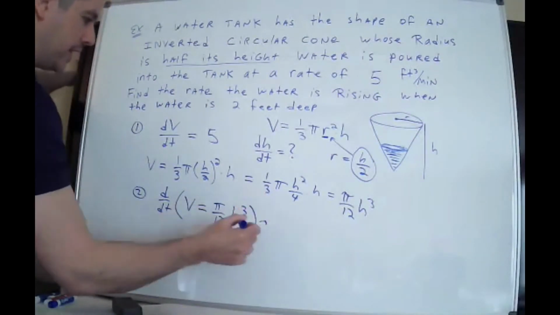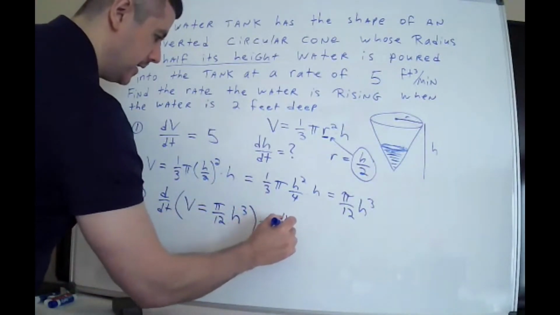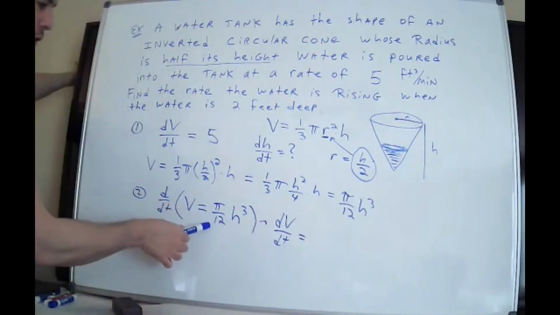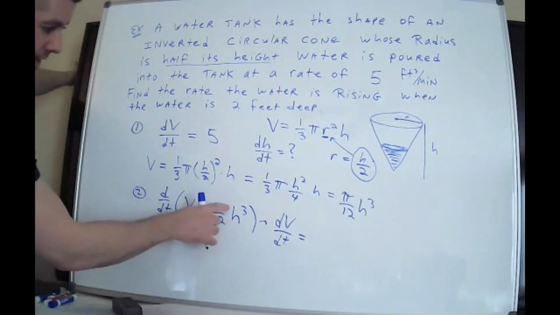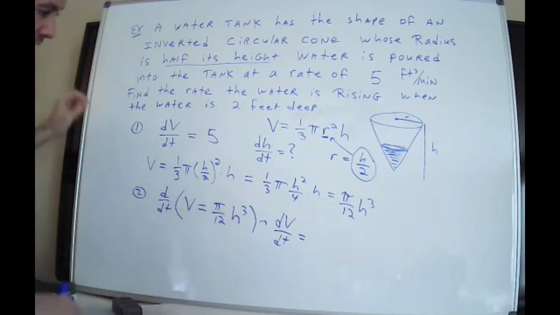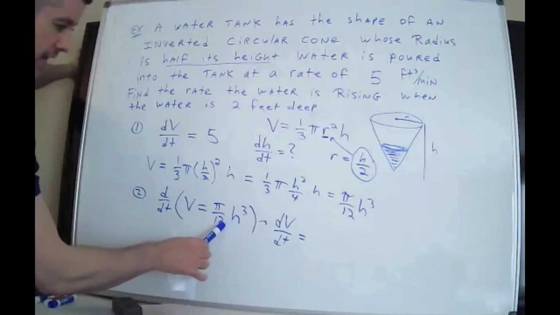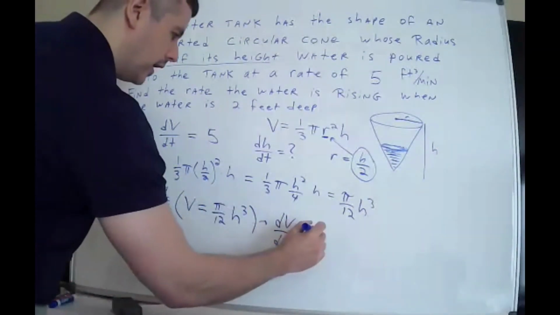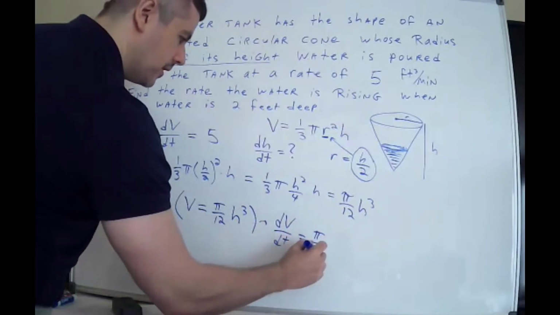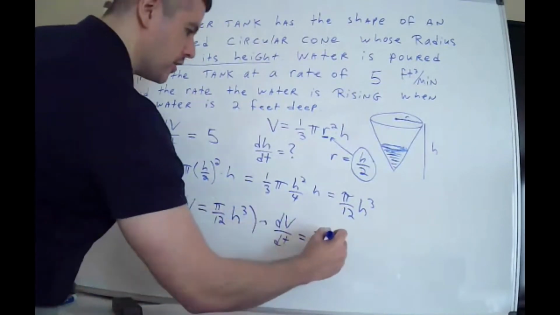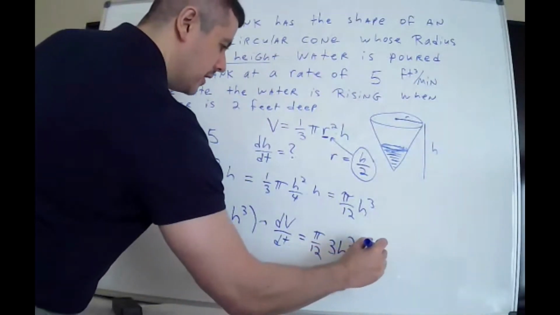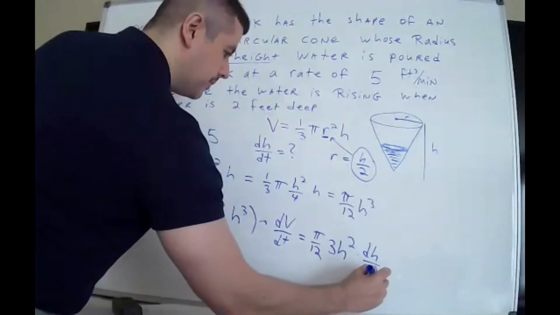What's the derivative of V? Well, it's dV dt, right? Now, what's the derivative of the other side? Pi 12 stays there. This is the coefficient of h cubed. It's like, it's constant, the derivative is 0. No, this is part of the h third, right? This is a product, so you can't just get rid of it. So pi 12 stays there. The derivative of h to the 3 is 3 h squared times dh dt.